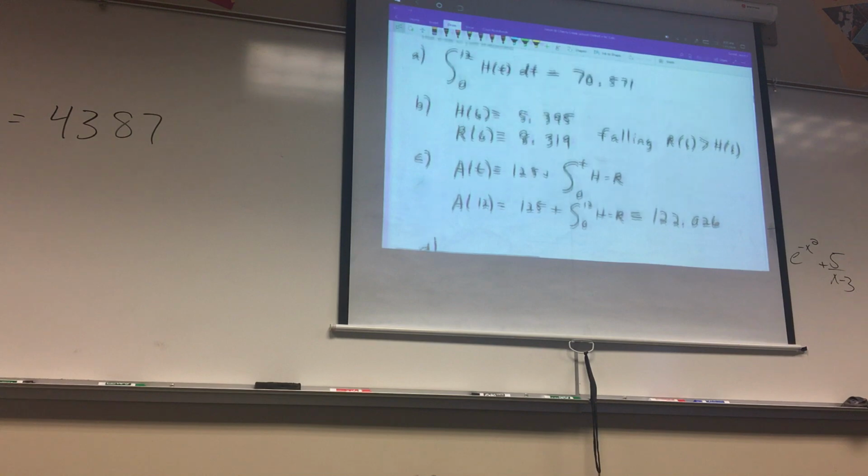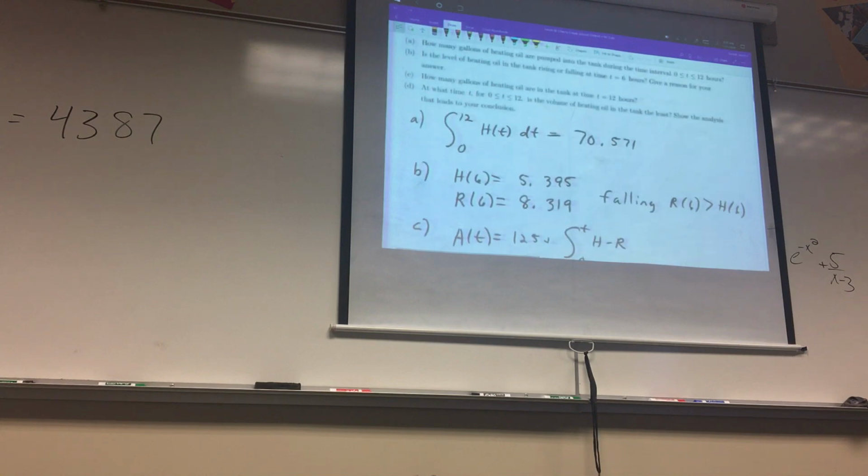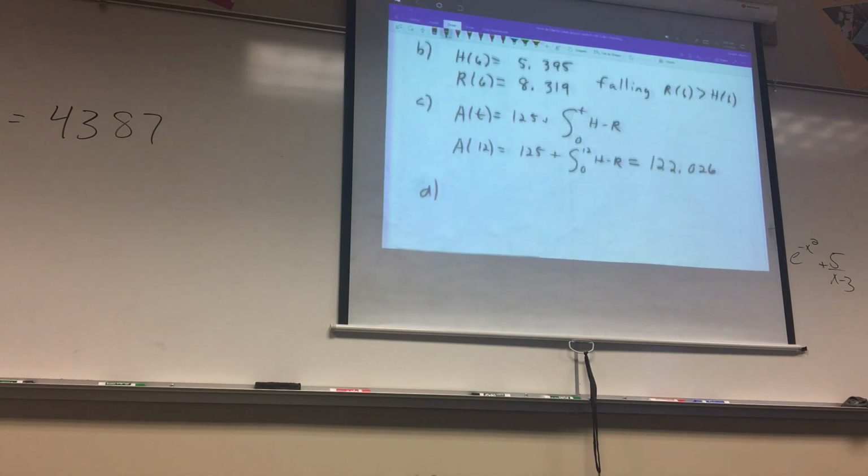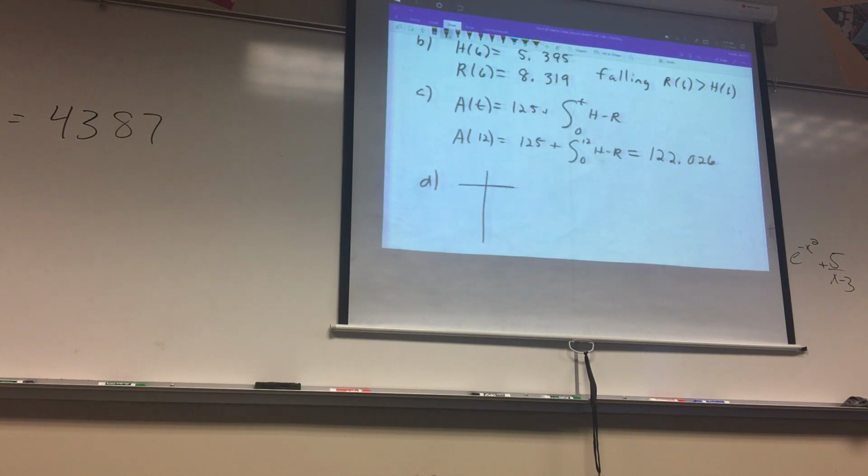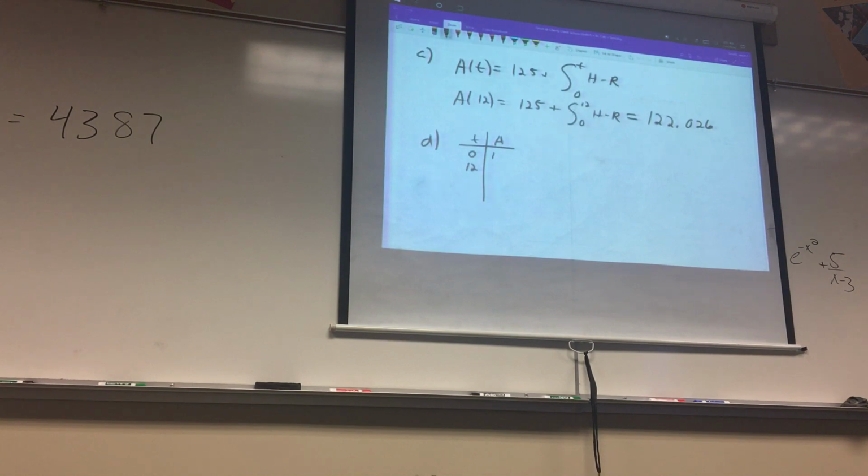Okay, here we go. We want to know a max, or a min actually, on a closed interval. What does that mean we should do? 0 to 12. What does that mean we should do? Eyeball. So I've got t, and I'm going to have A. I'm going to have 0, I'm going to have 12. We know this is 125. And then we've got to get the critical values, right?